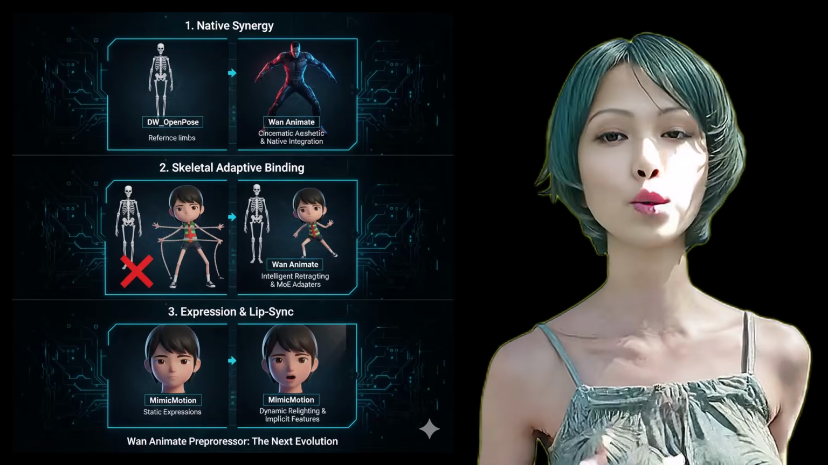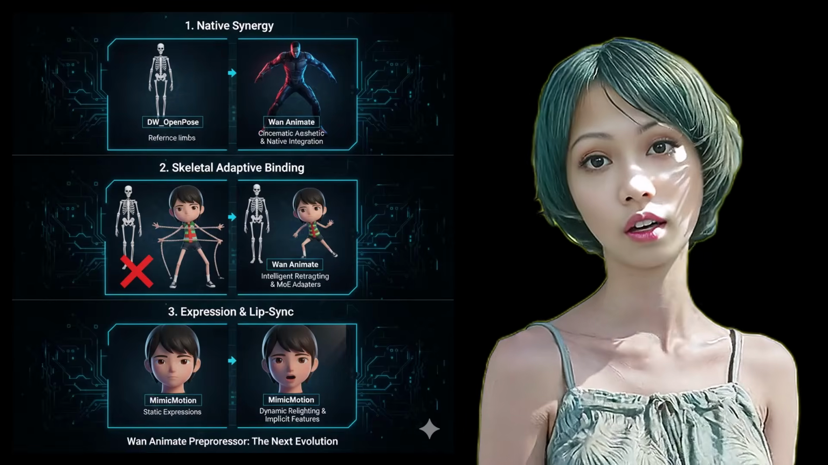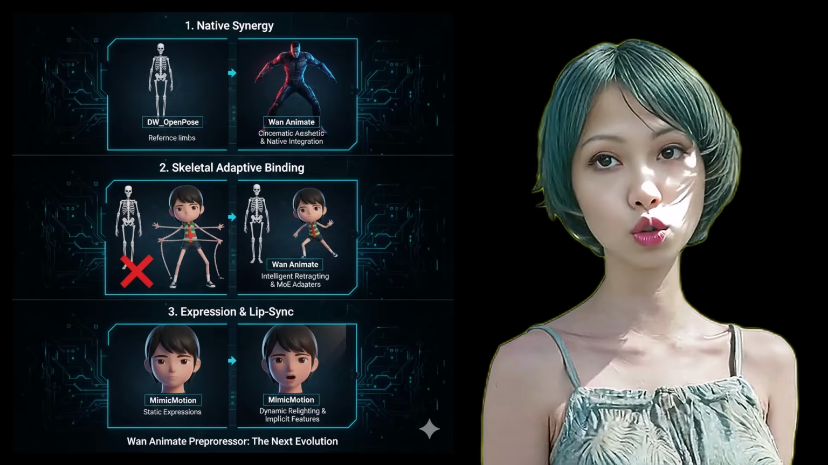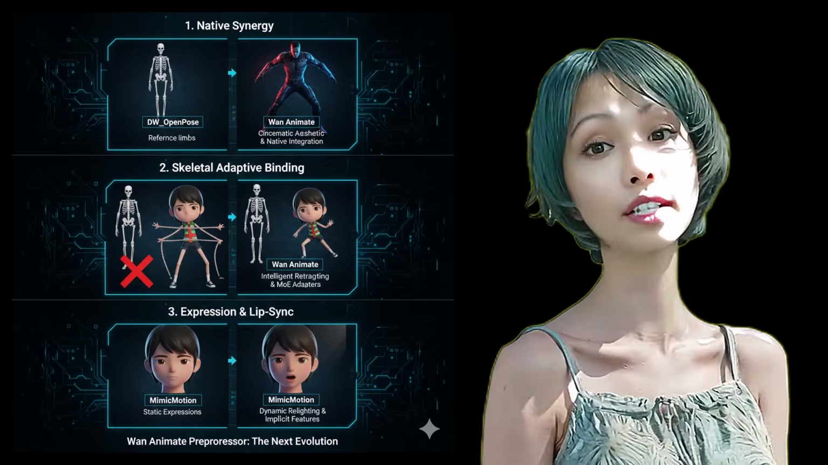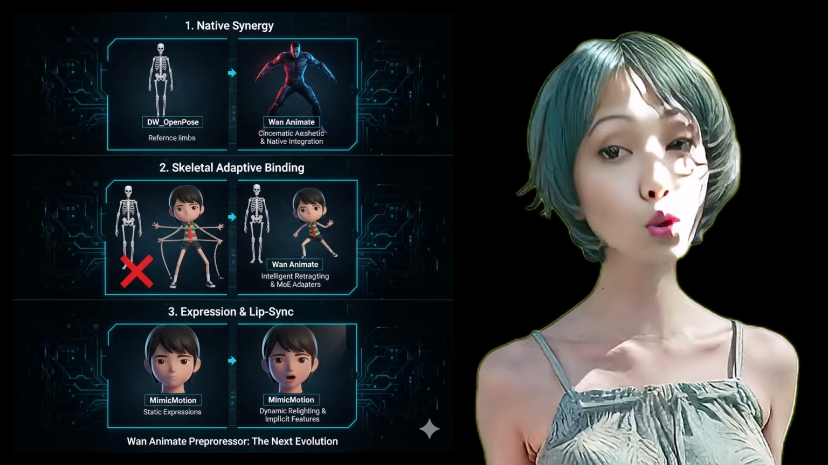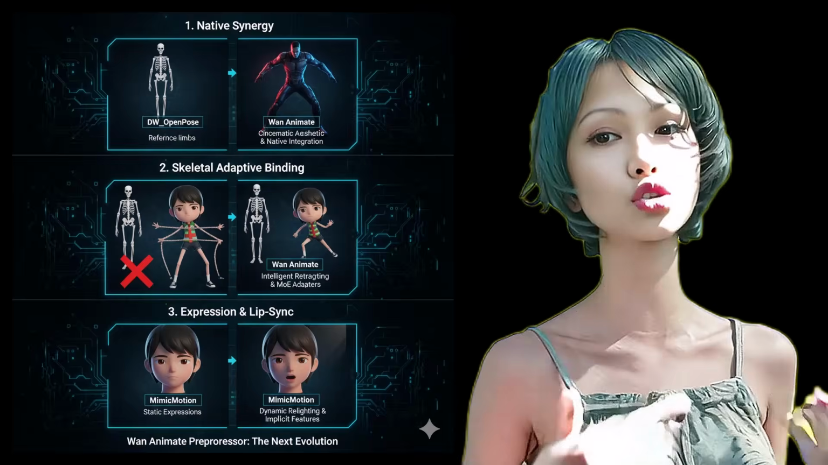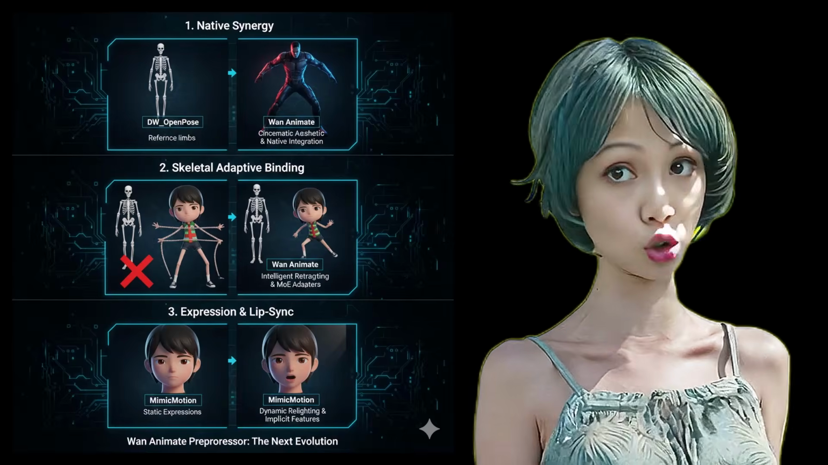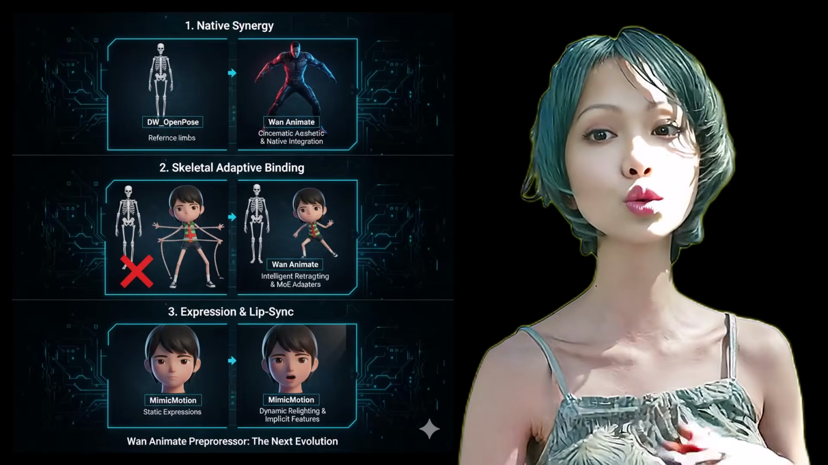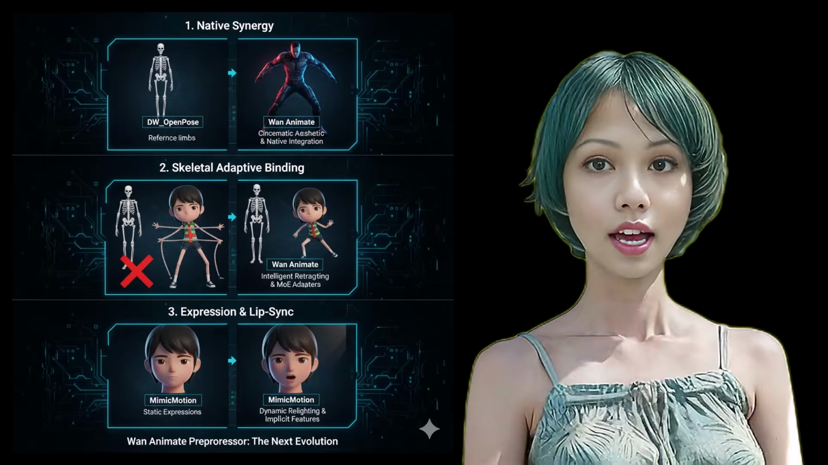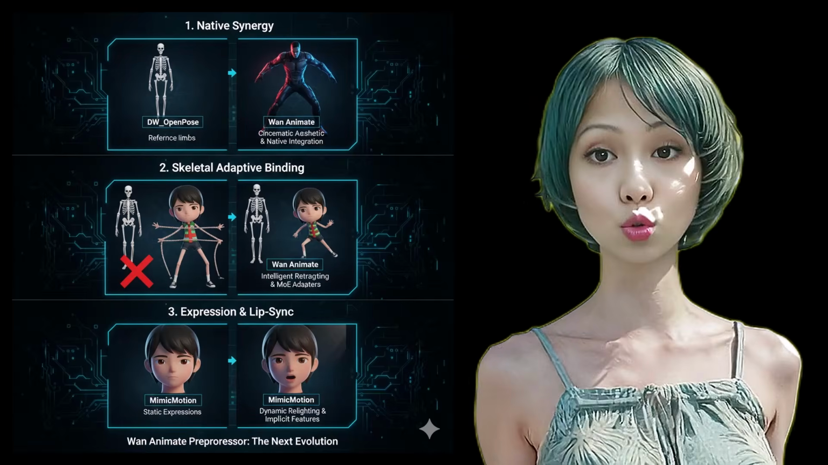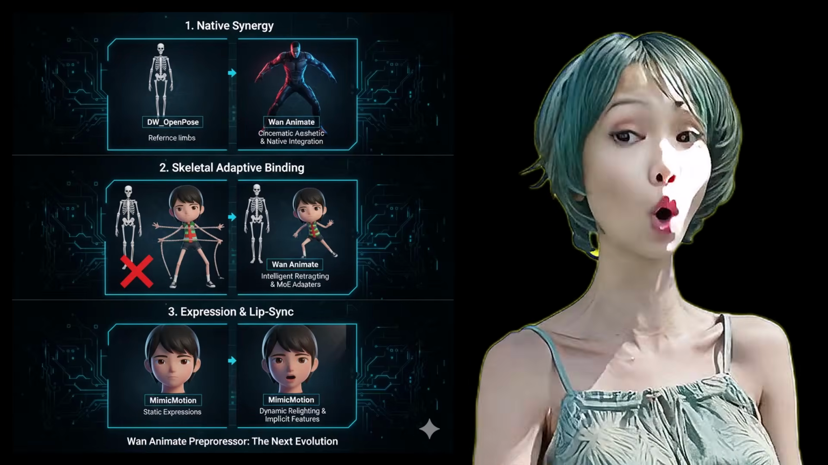2. Skeletal Adaptive Binding. This is the game changer. If your reference video is a tall person but your character is a short, stylized avatar, DW-OpenPose often causes spaghetti limbs because it tries to stretch your character to match the human proportions. wanAnimate uses a brand new Skeletal Adaptive Binding node. It intelligently retargets the motion so it looks natural on your character's specific body shape.